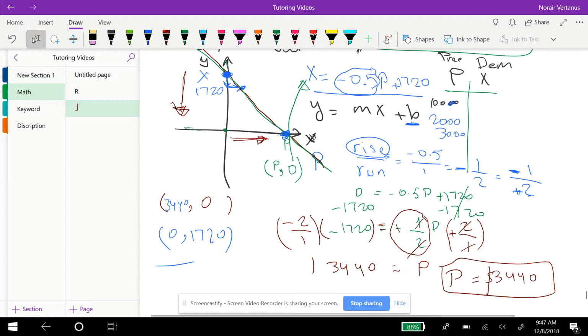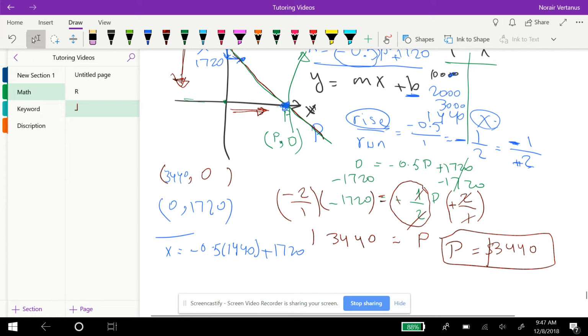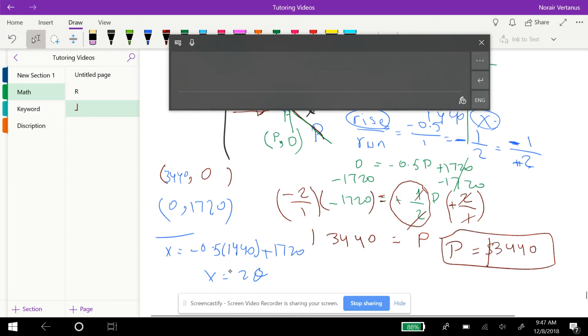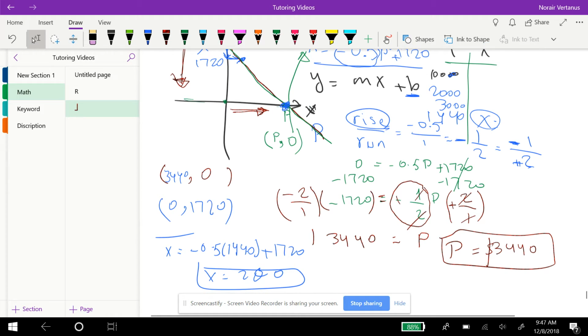Okay. What is the demand in thousands if the price is 1,440? Now if they give you the price, just substitute P equal to 1,440 and find X, the demand for that. You just substitute P into this equation. So X is going to be equal to negative 0.5 times 1,440 plus 1,720, which is going to be 280. X equals 280. That's the demand.